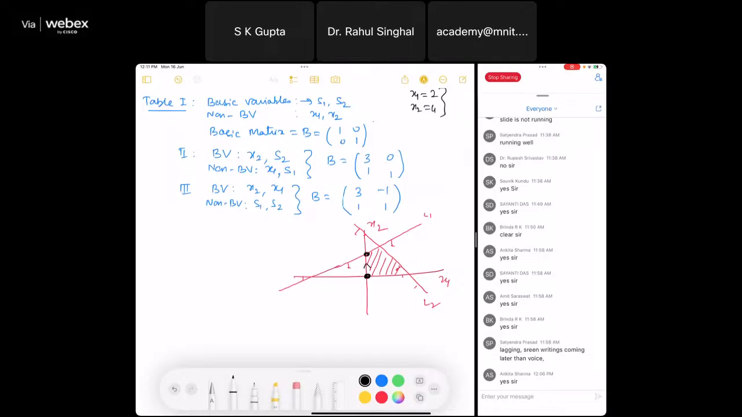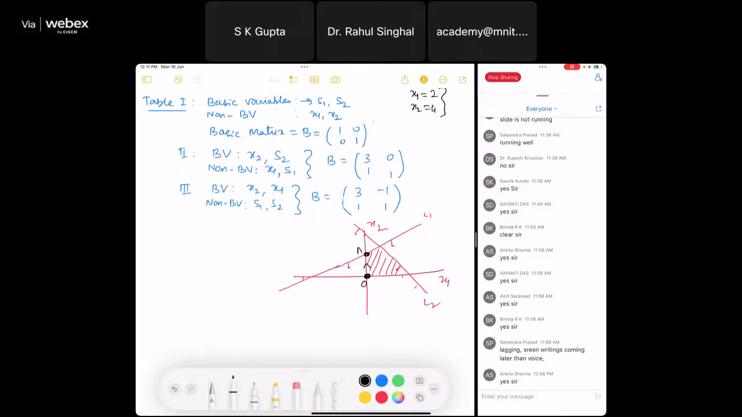We first start from this O point and then we move to point A, right? And then finally we got x1 equal to 2 and x2 equal to 4. That means this point somewhere. That means we finally move to this point. So this is our optimal point.